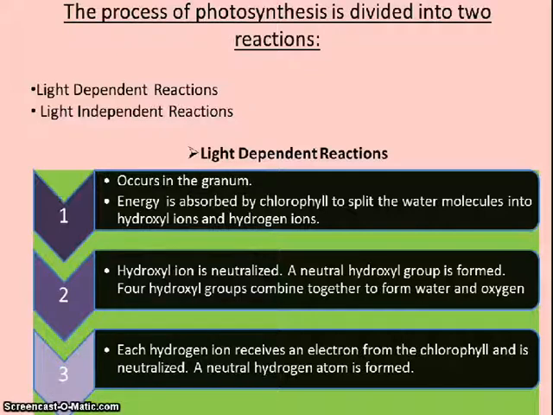Each hydroxyl ion is neutralized by releasing its electrons to the chlorophyll. A neutral hydroxyl group is then formed. Four hydroxyl groups combine together to form water and oxygen. Oxygen then leaves as the waste product. Each hydrogen ion receives an electron from the chlorophyll and is neutralized. A neutral hydrogen atom is formed. The hydrogen atoms are used in light-independent reactions to reduce carbon dioxide.